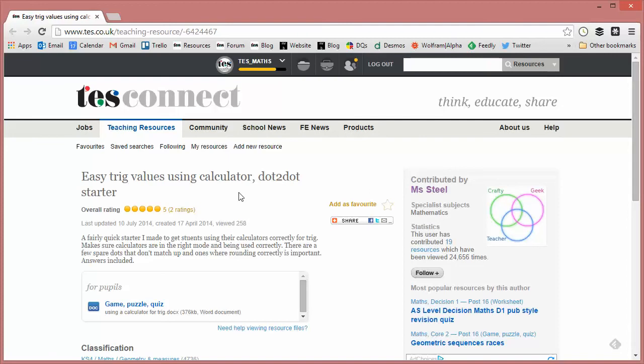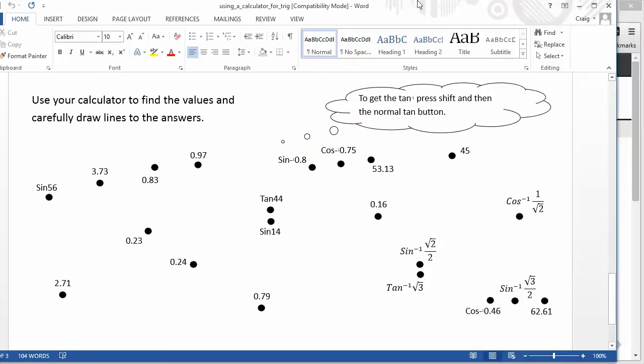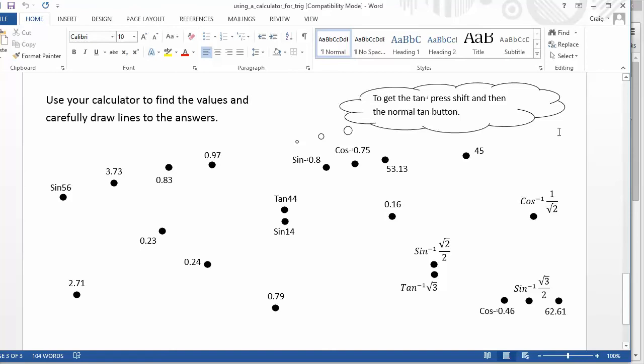And then I came across this wonderful resource uploaded by Miss Steele. Easy trig values using a calculator, dot-to-dot starter. It's just a simple Word file and it looks like this. Hopefully you can see that. And the students just have to use their calculators to find values and carefully draw lines to their answers.